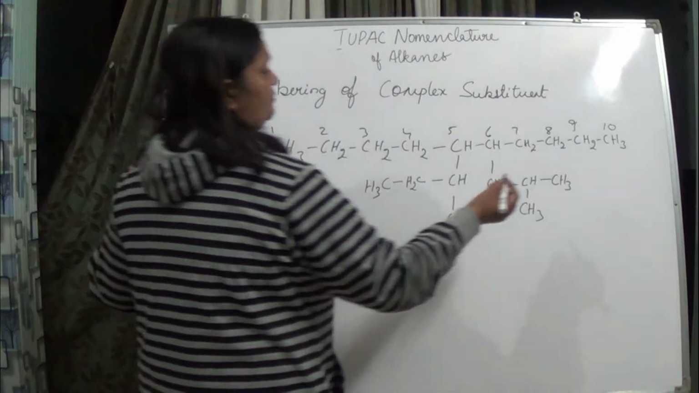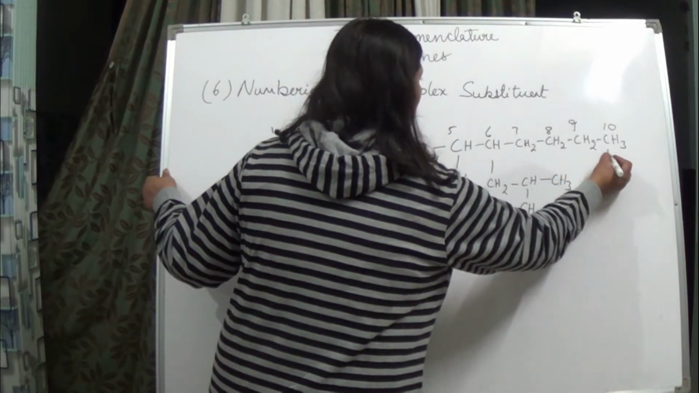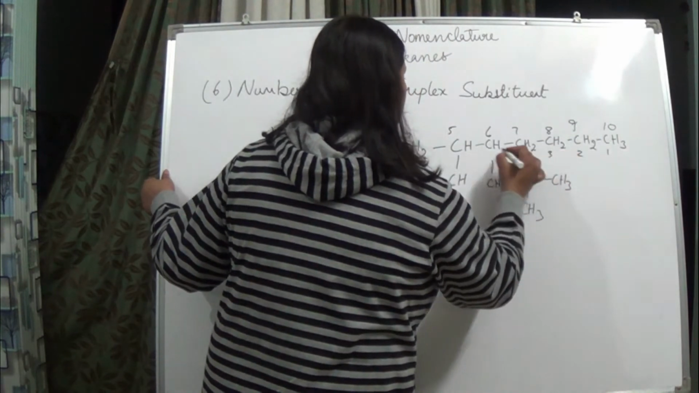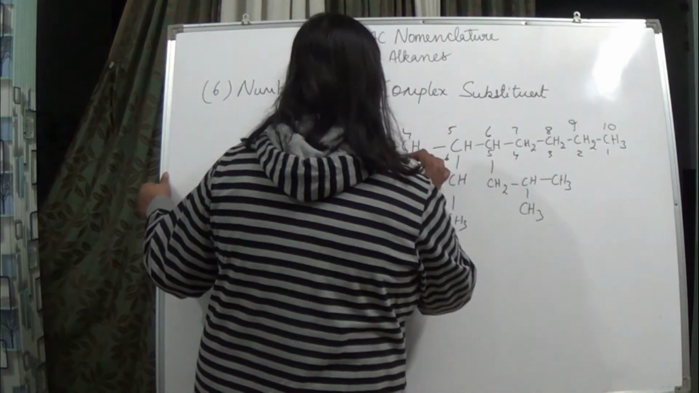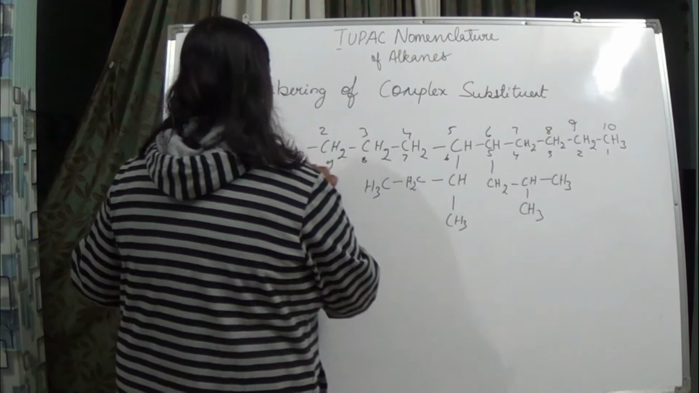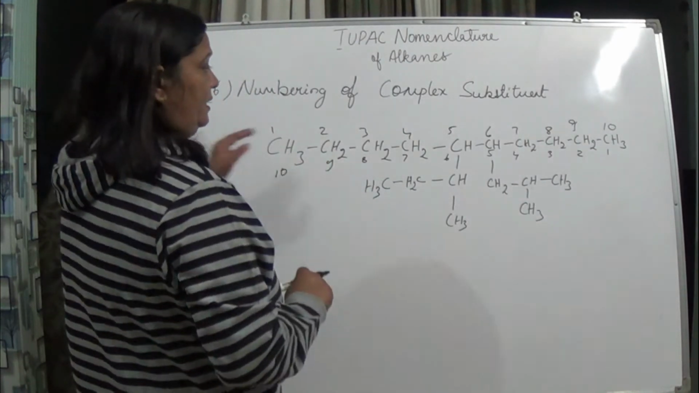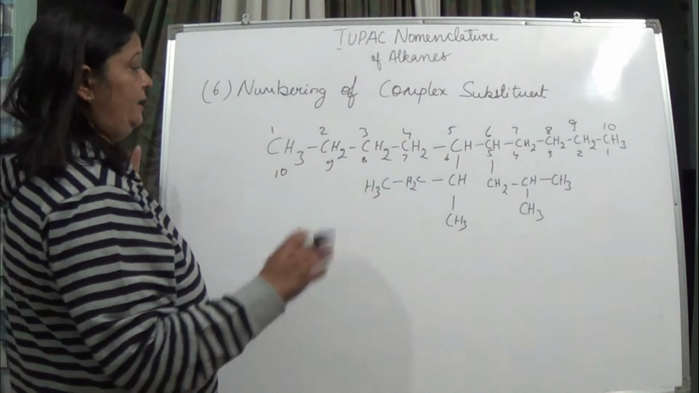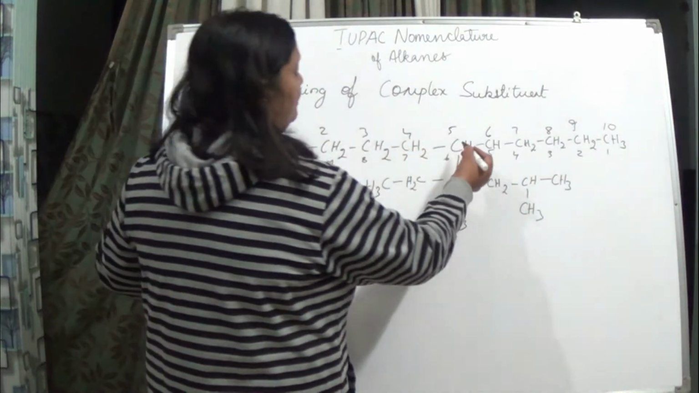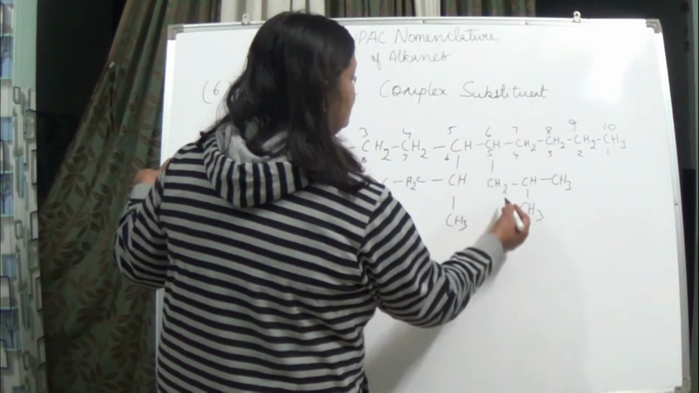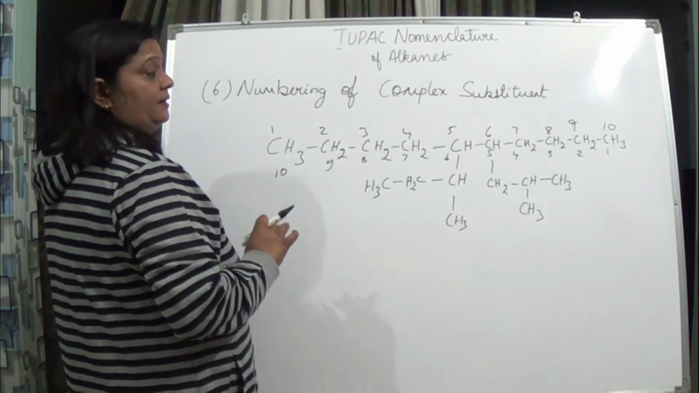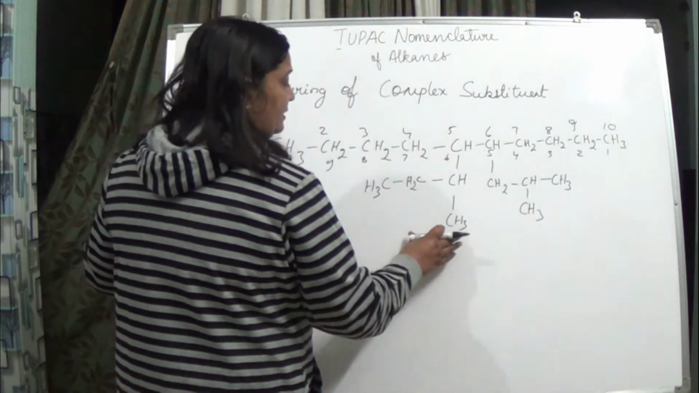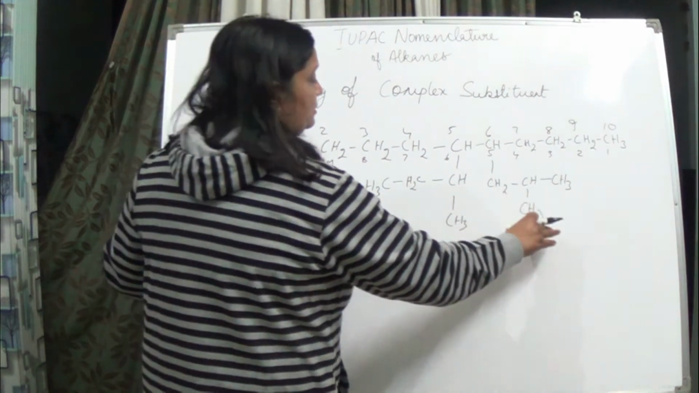One more thing is that we can count from here also. 1, 2, 3, 4, 5, 6, 7, 8, 9, 10. So which is right? From that side or from this side? Here you have to decide. Here you are seeing the branching in the fifth position and branching in the sixth position, isn't it? So which will you be taking? This branch or this branch?